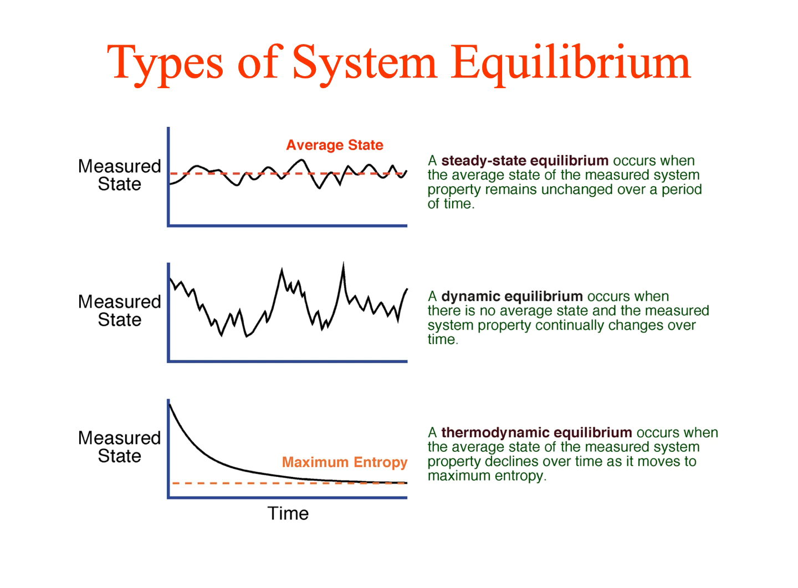The first graph shows what is known as a steady state equilibrium. The red dotted line represents the average state. We see it doesn't change over time. There are fluctuations. The black line represents the actual measurements, and when you average them over time, they stay the same. A dynamic equilibrium has no average state. It's completely random what takes place over time.